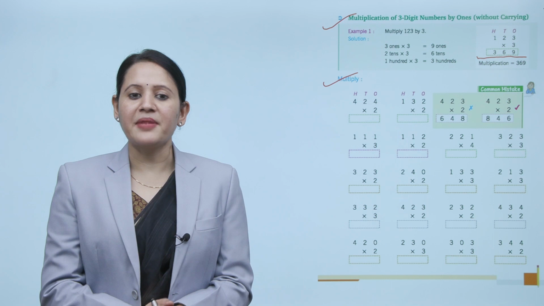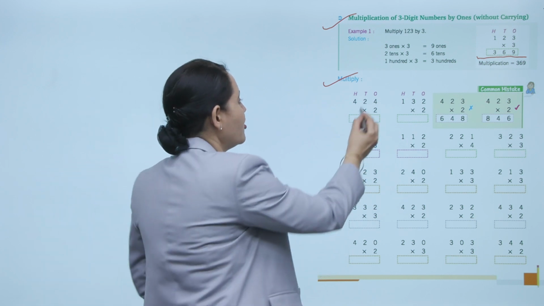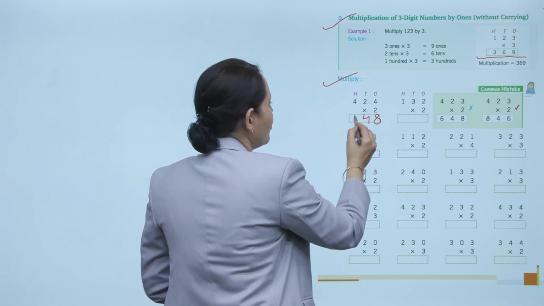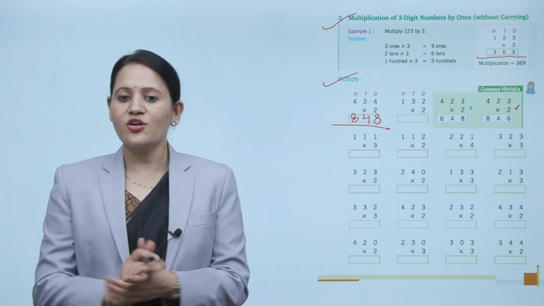Next, multiply. Here we have to multiply 424 by 2. Start from ones. 4 twos are 8. 2 twos are 4. 4 twos are 8. The product is 848. Common mistakes.